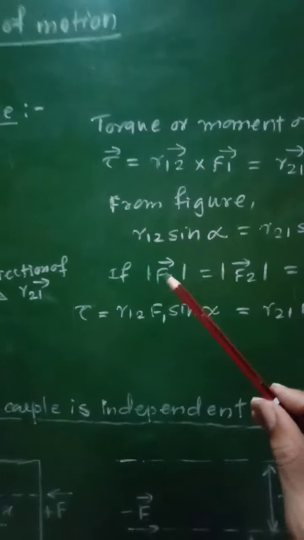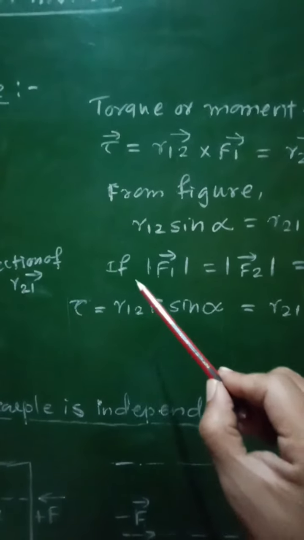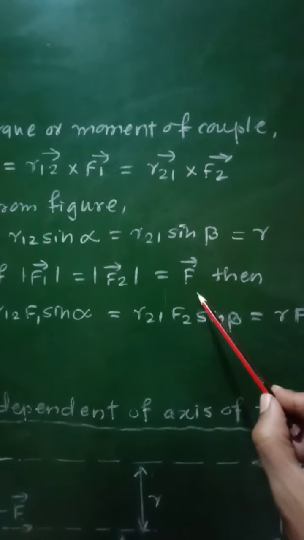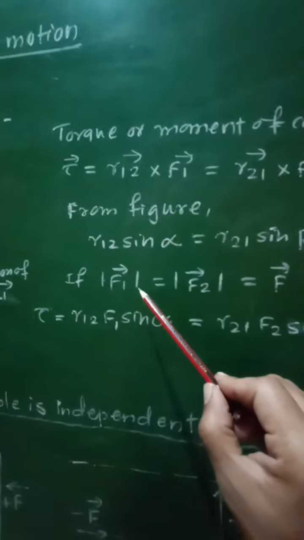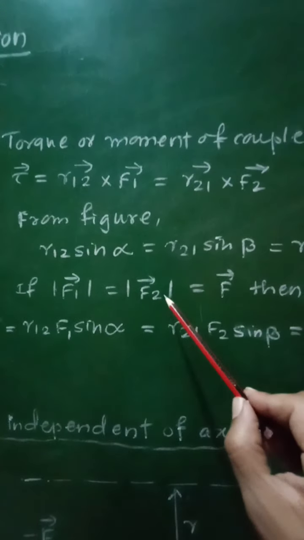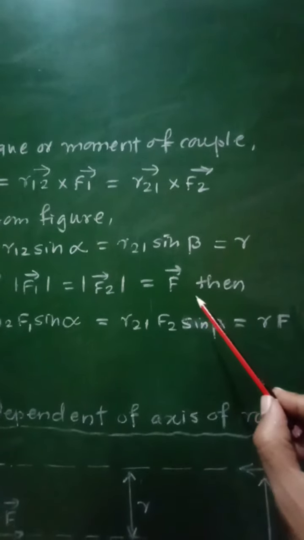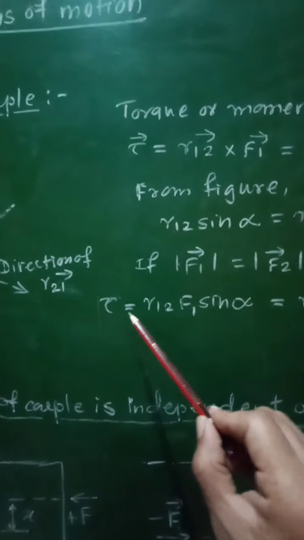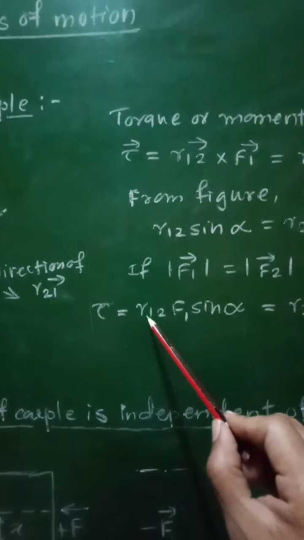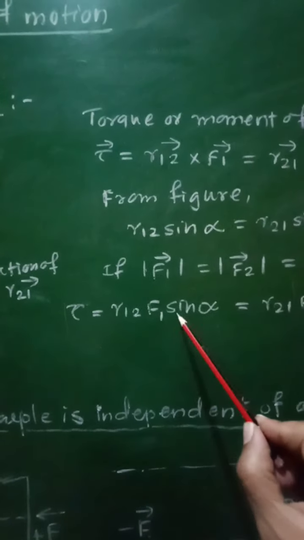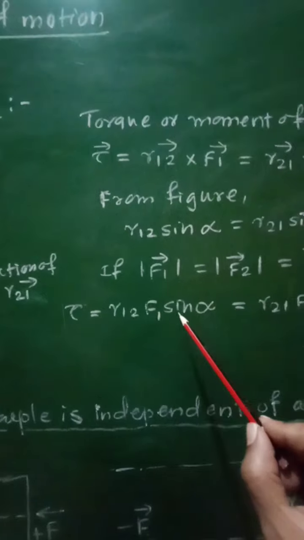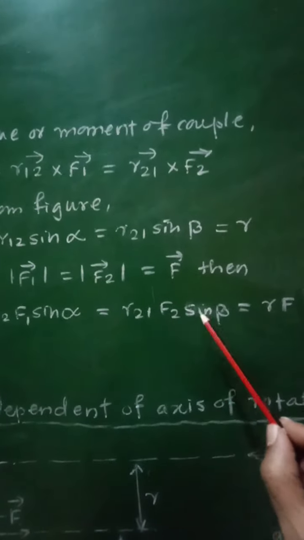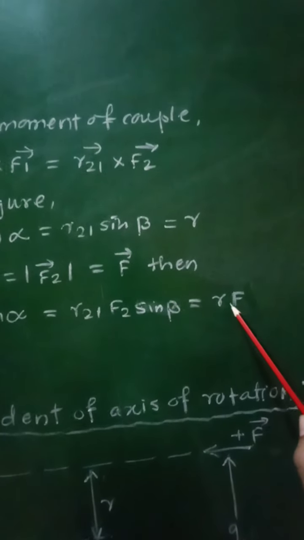Now if the magnitudes of the two forces F1 and F2 are equal, that is |F1| = |F2| = F, then we can write torque equal to r12 F1 sin alpha, which will be equal to r21 F2 sin beta, which will be equal to rF.